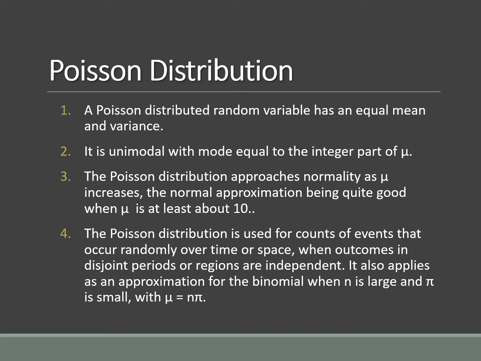So fourth, the Poisson distribution is used for counts of events that occur randomly over time or space, because we are not establishing the upper bound for the possible values. So it's just how many instances this certain event would occur during a certain time or in a certain area, when outcomes in these joint periods or regions are independent, as you could see. It also applies as an approximation for the binomial when n is large and pi is small.